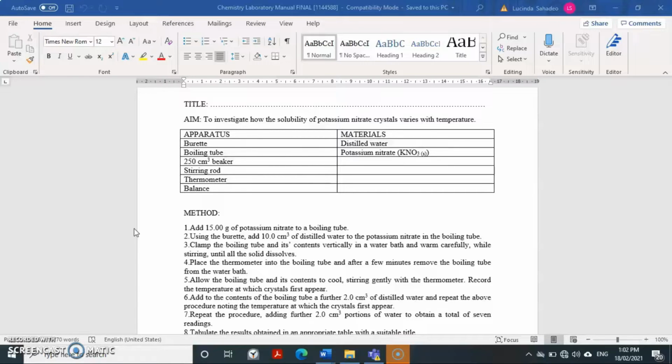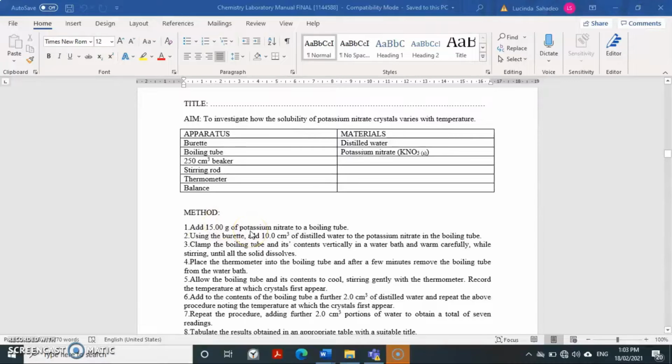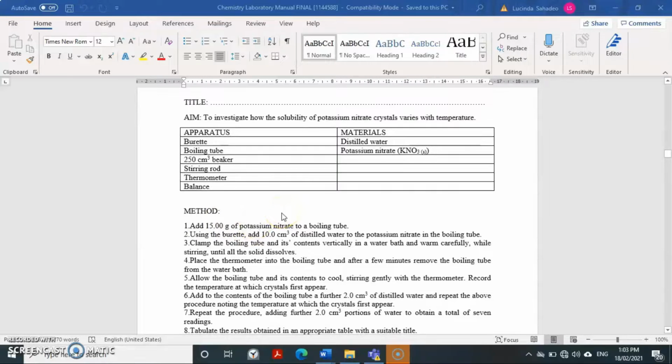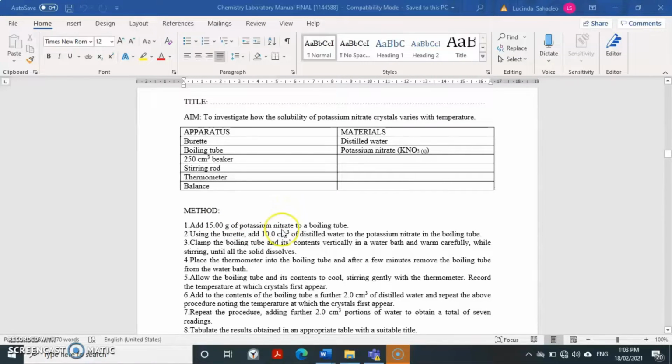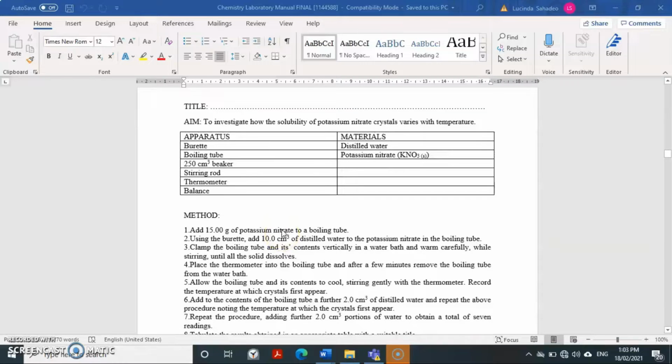So our solute is potassium nitrate and our solvent is water. So in order to do this, we have a list of instructions here which we are going to follow, right? And we're going to use this to help us to determine how solubility is affected by temperature. So first, using a balance, we are going to weigh out 15 grams of potassium nitrate and add it to a boiling tube.